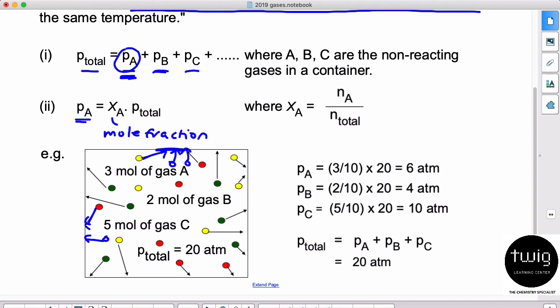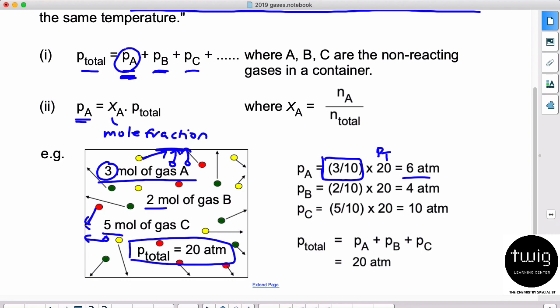So what's the mole fraction? The number of moles of the gas over the total number of moles of all the gases. Very simple. I'm just going to use this example. The total pressure inside here, there are 3 gases, A, B, C, is 20 atm. Let's look at the mole fraction of A. Gas A has 3 moles, gas B has 2 moles and gas C has 5 moles. So the mole fraction of A is 3 out of 10. Then you multiply by the total pressure, 20. So 6 atm is the pressure due to gas A.